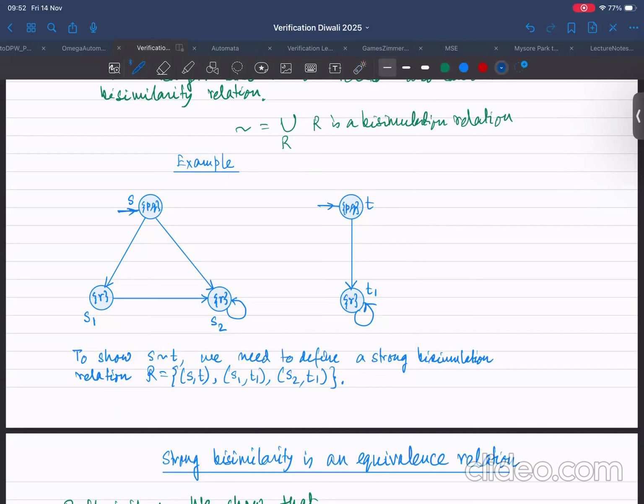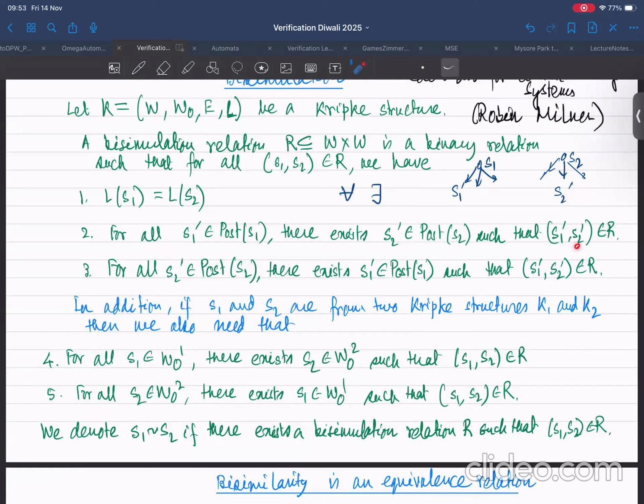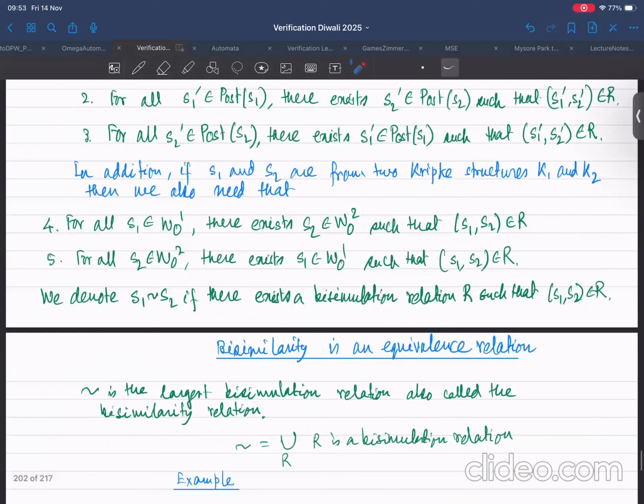So, in order to show that state S and state T are bisimilar, we have to construct a bisimulation relation. How do you construct it? You have to do this recursively. How was it defined? For all successors you have to find some match from the other side. This is what we have been doing.